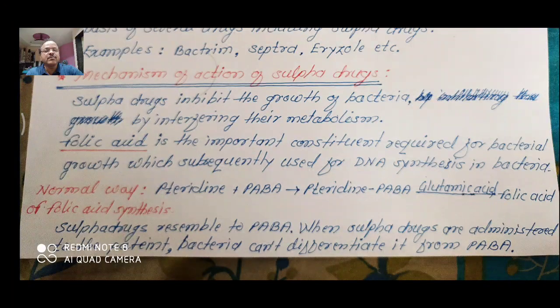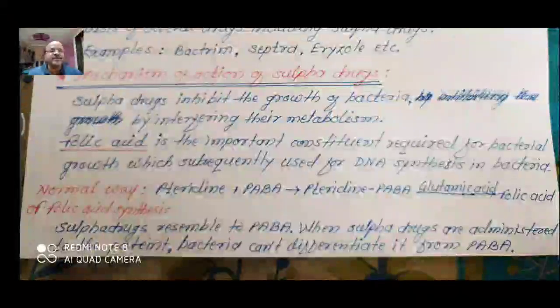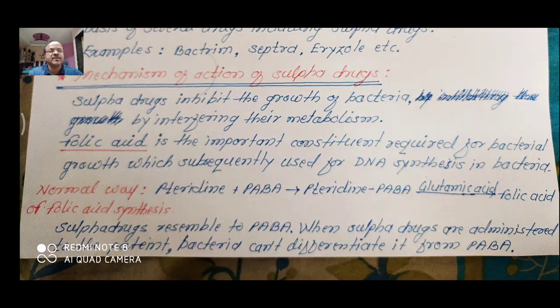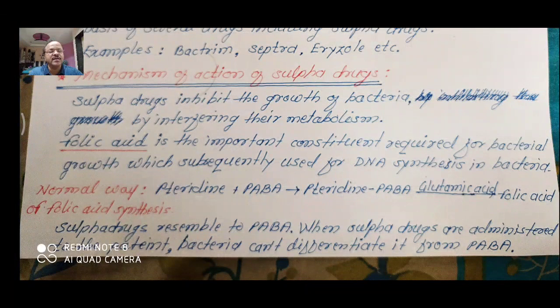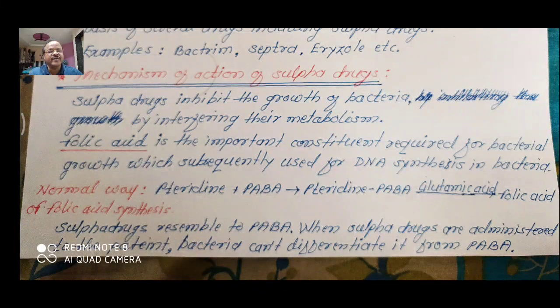Now, here sulfa drugs resemble PABA. So what is the role of sulfa drugs here? Suppose such bacteria are there in our body and they are disease causing microorganisms. Because of them the person is suffering from disease.